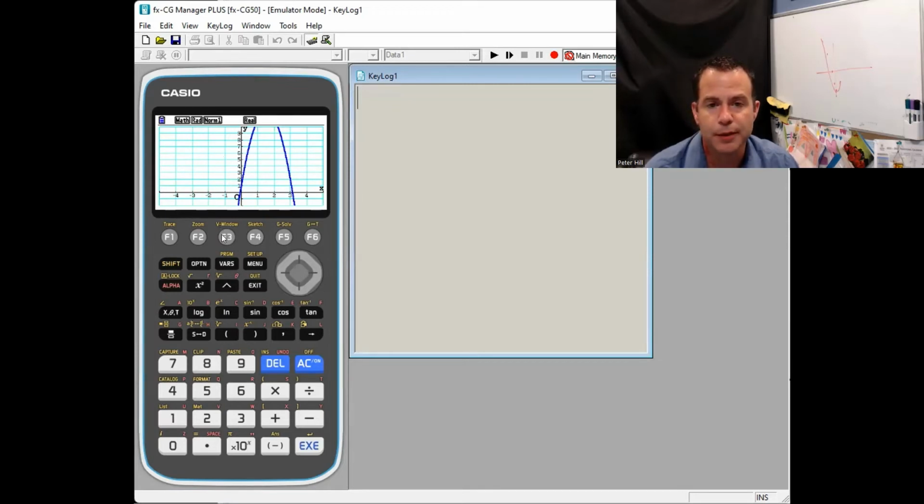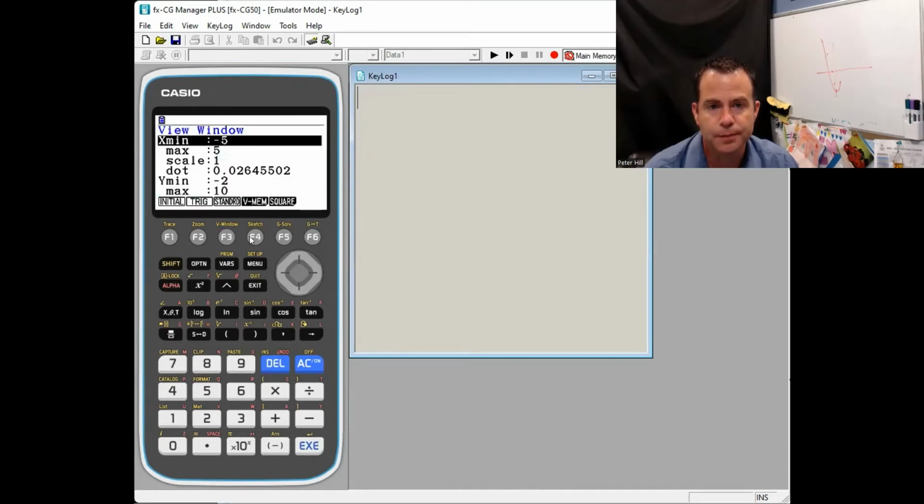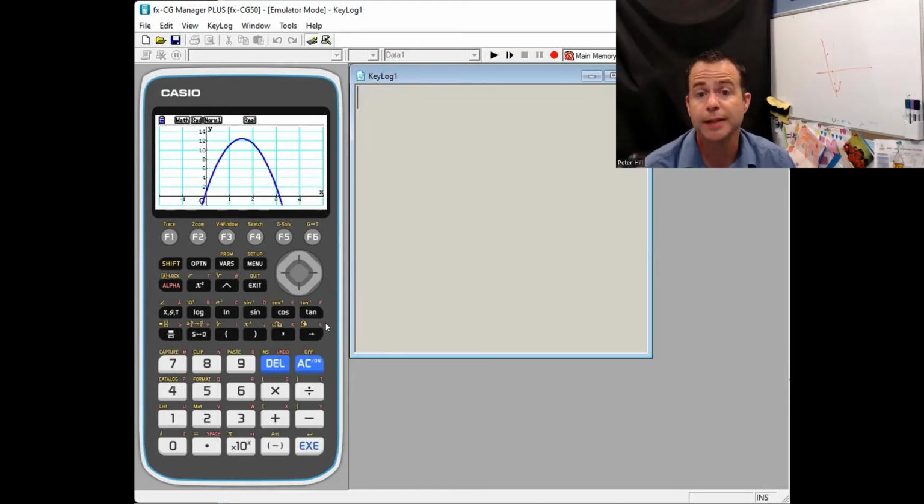So I'm going to go to my window settings. So shift window. And I'm going to take that to negative, what did I say? Let's go -2 to 5. And then let's take this guy and maybe go up to 15 and see if that gets me where I want. I'm going to just change my scale to 2 there just so I don't have as many lines. Okay, so that's a pretty decent graph, okay?